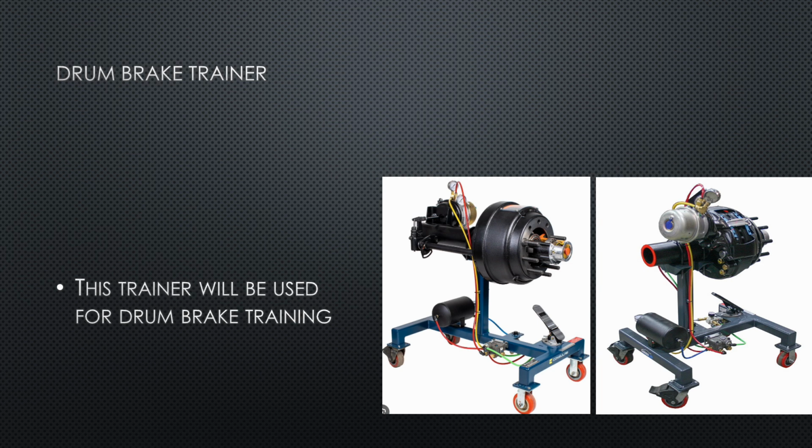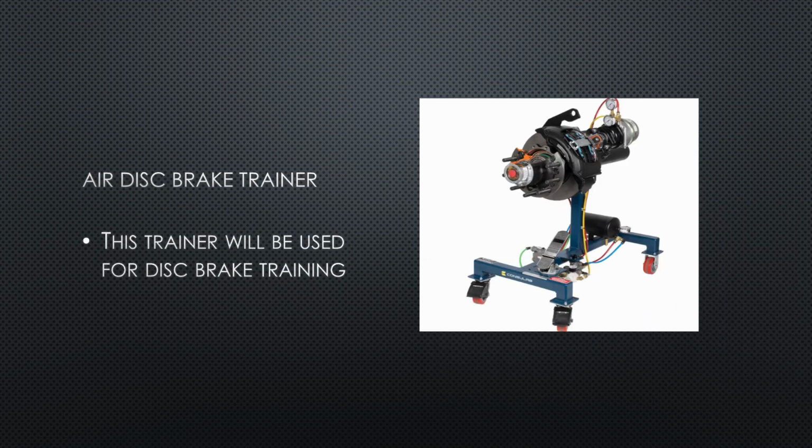This right here is a drum brake trainer. We're going to use this in the class to show them how the parts go together, how to disassemble and reassemble, and they're going to practice with this, but once again, their final work is going to be done on an actual truck. This right here is an air disc brake trainer. It looks somewhat like the drum brake trainer, except it uses air disc brakes. We're going to use this to show them how the system works, how the parts come apart, go back together, and then they're going to practice with this a little bit, and then once again, they're going to finish up with an actual truck.